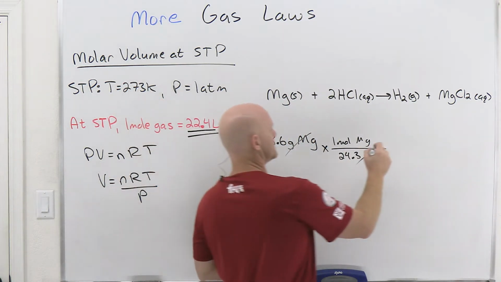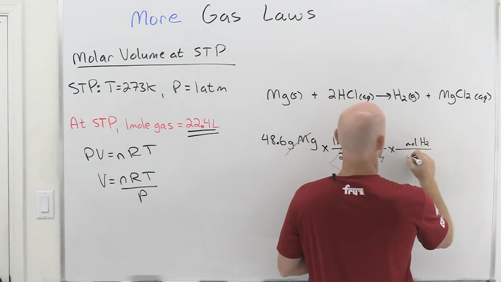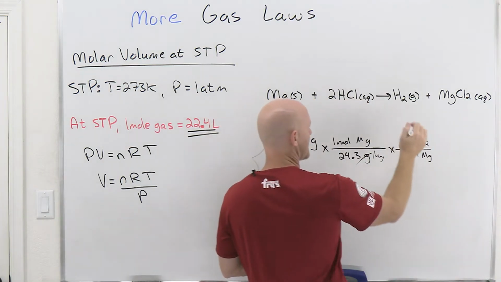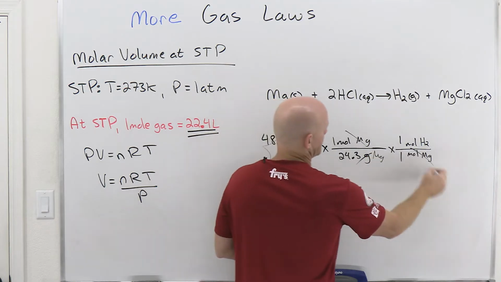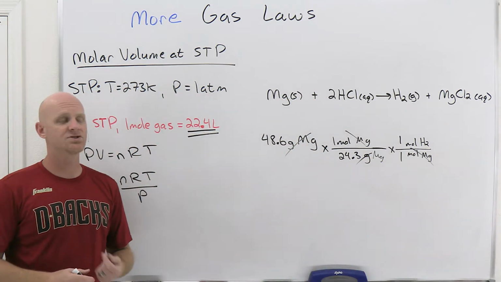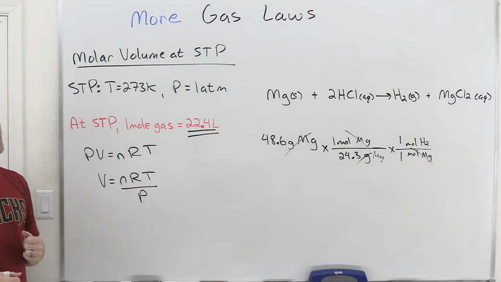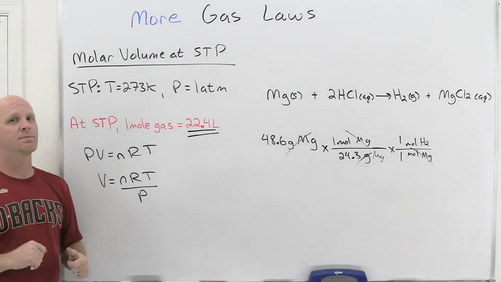And then we'll use our mole to mole ratio, the ratio of moles of H2 to moles of magnesium. It's just the coefficients of the balanced reaction, as you might recall. Now we could stop here, calculate the moles of H2, and then plug that in for n into our ideal gas law to solve for the volume. And if we weren't at STP, that's exactly what I'd recommend you do.